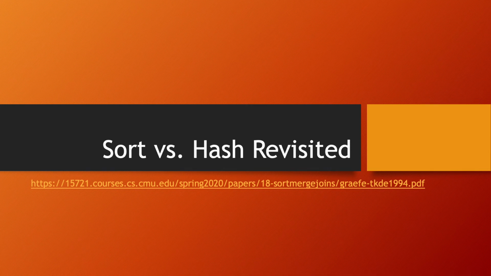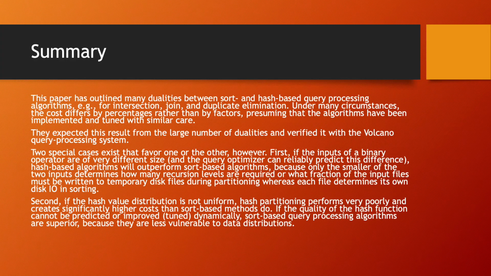Paper of the day is Sort versus Hash Revisited. It's a 1994 paper. This paper has outlined many dualities between sort and hash-based query processing algorithms. Example, for intersection, join, and duplicate elimination.